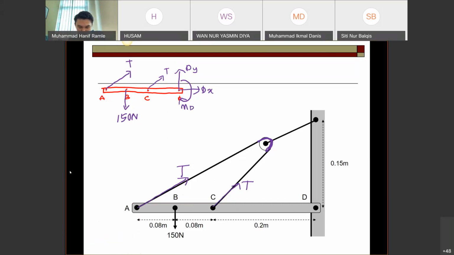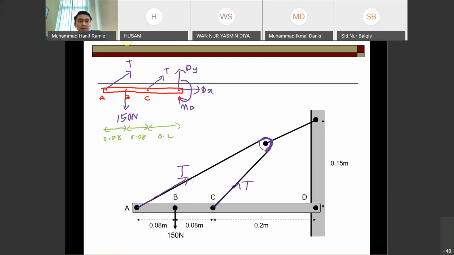Yes, dimension. So put all the dimensions there. From B to C, from C to D: 0.08, 0.08, and also 0.2. Okay. This is still not completed yet.